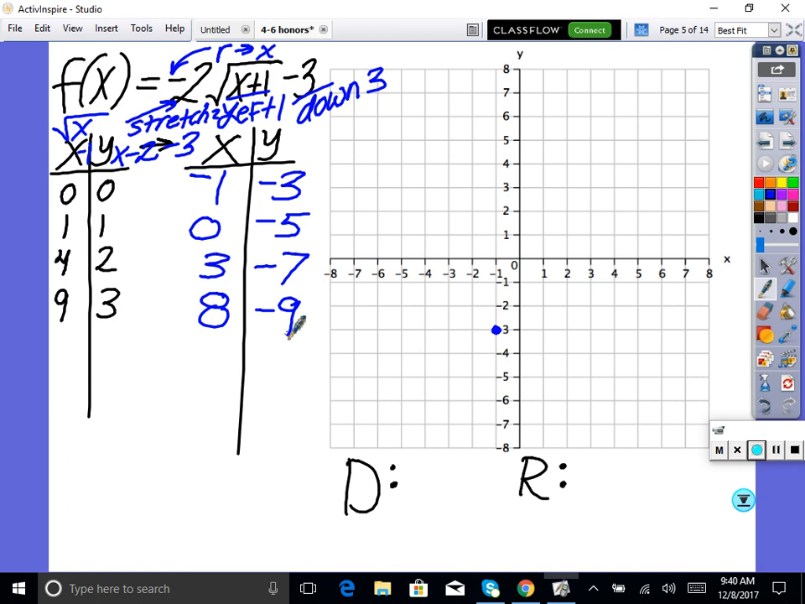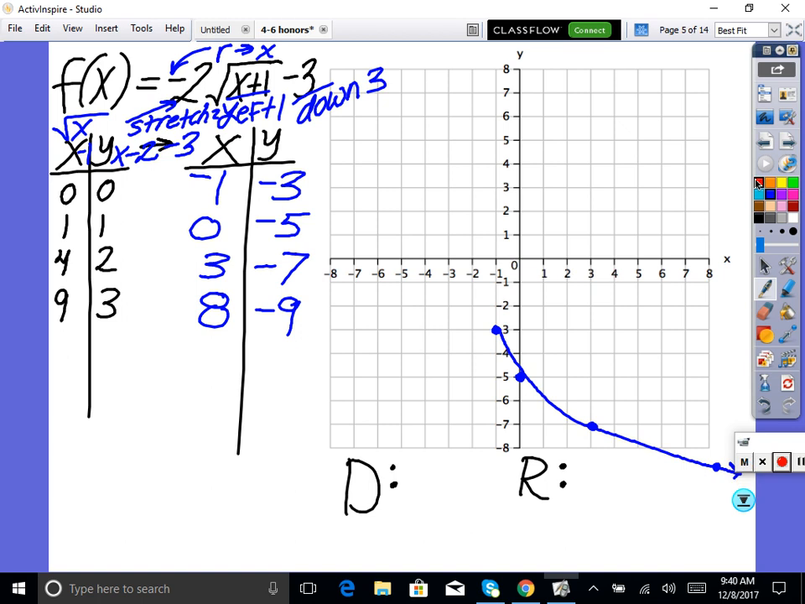Okay, so I can plot those points. I already have -1, -3. Now I'm going over 0, down 5. Then I'm going over 3, down 7. Can I fit another one? Over 8, down 9. All right, down here, right? So look, makes sense. Because it was reflected over x, wasn't it? So it looks good to me.